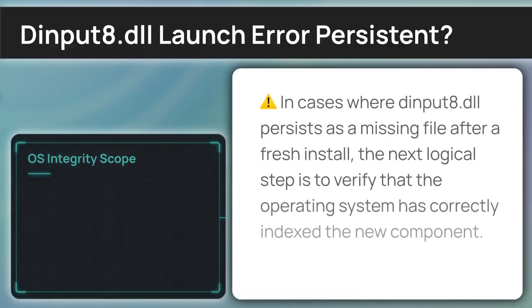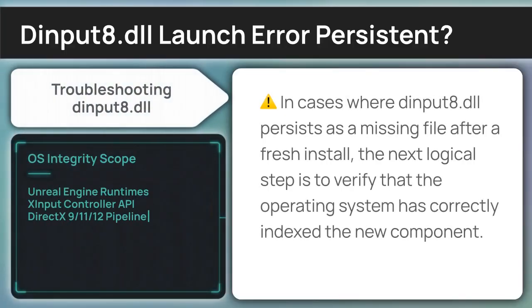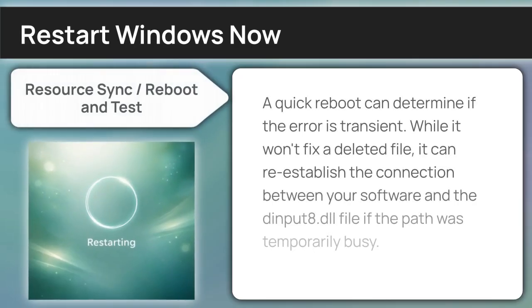If you're still seeing the missing file notification, we should attempt to force a synchronization between the software and the OS. A full system restart ensures that no background processes are currently locking the DirectInput 8 file. A fresh boot allows Windows to reinitialize its library map from a clean state.